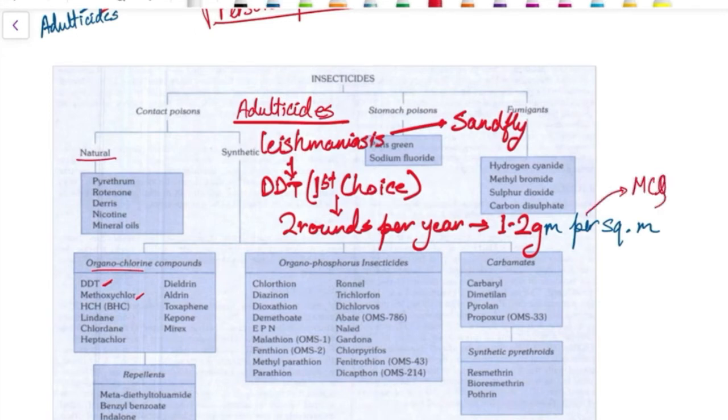Please try to remember the doses of DDT needed. And the second line of drug is BHC. These are organochlorine compounds used in leishmaniasis.